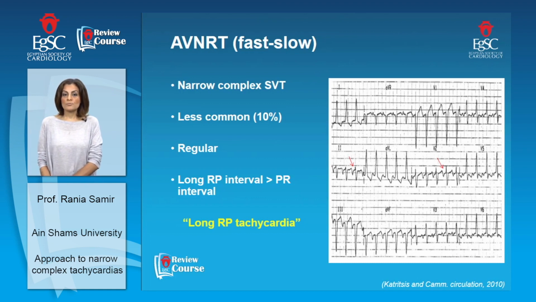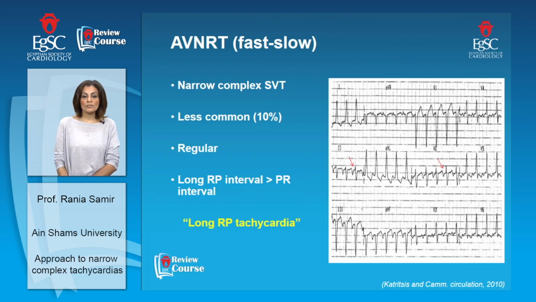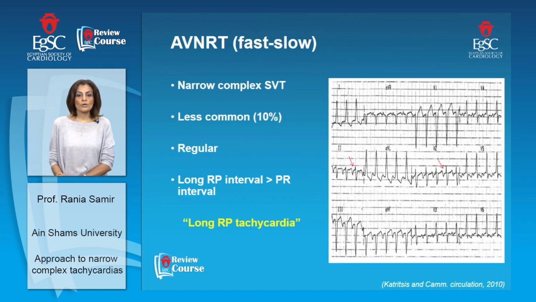But here, as we said, the antegrade limb is the fast pathway and the retrograde limb is the slow pathway. That's why the RP interval is long. So the retrograde P wave is mostly visible, and the RP interval is very long, longer than the PR interval. So it's a long RP tachycardia, and it goes into the differential diagnosis of the majority of long RP tachycardia.